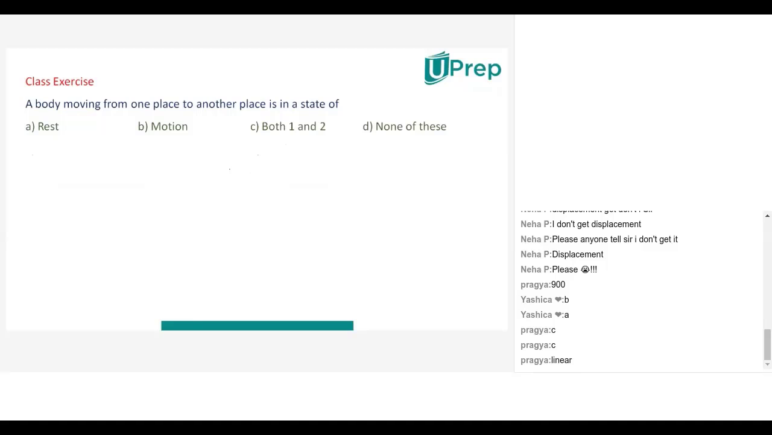Next question. The body moving from one place to another place is in a state of motion. Right, motion. A person sitting in a moving plane is at rest with respect to other passengers. Very good, other passengers. A tree in a park is in a state of rest with respect to the ground. Rest. Very good. It is rest.